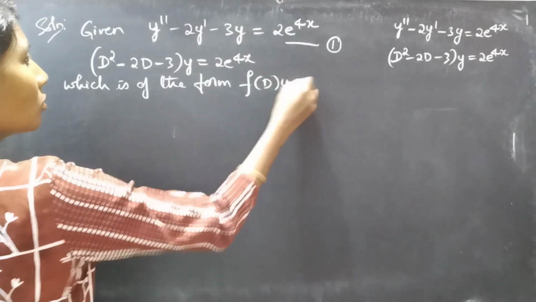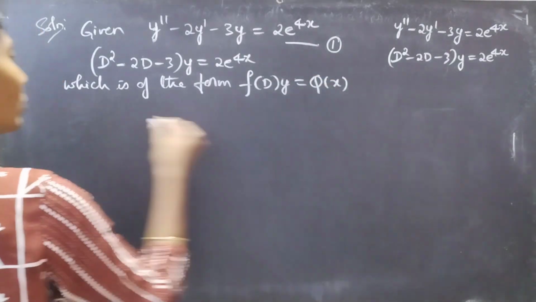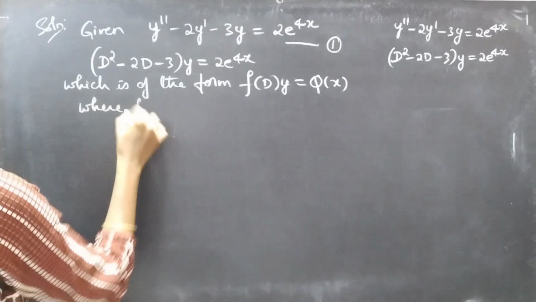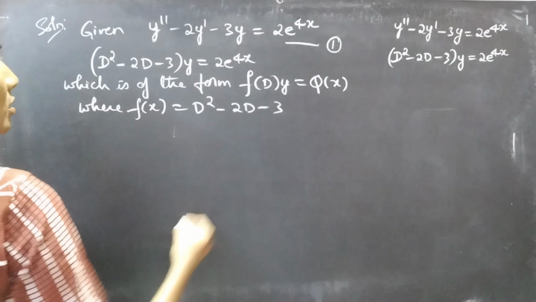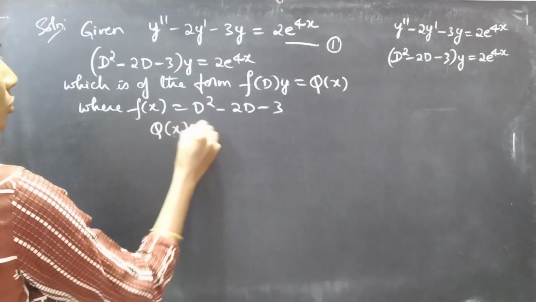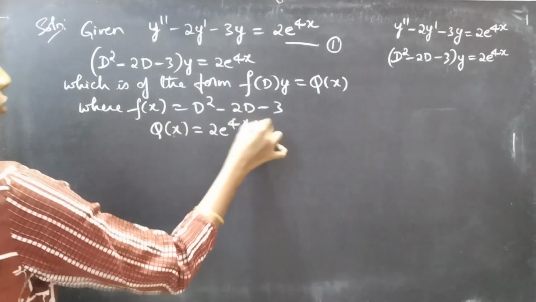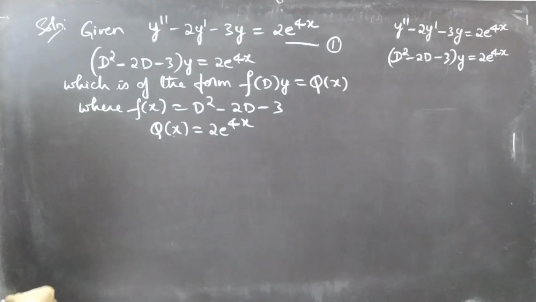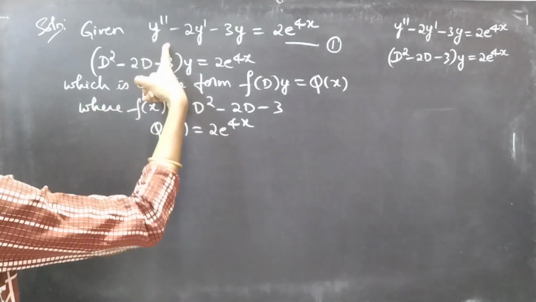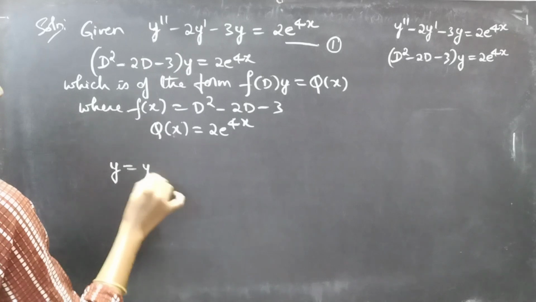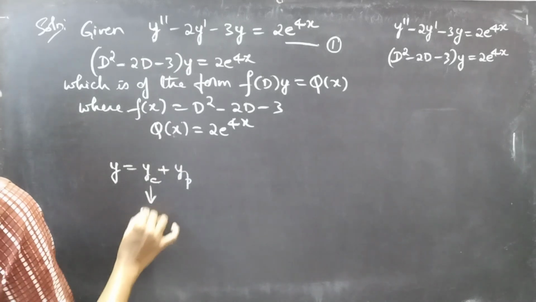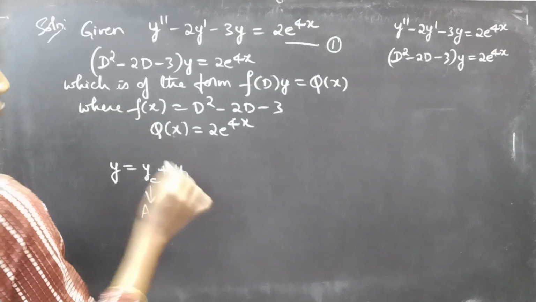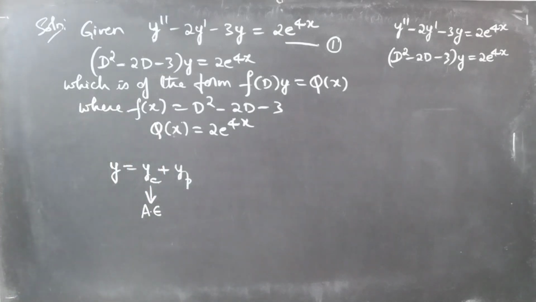f of D into y equal to some function of x, where f of D equal to D square minus 2D minus 3 and Q of x equal to 2 e power 4x. Now we need to find the general solution to the given equation, which is given by y equal to yc plus yp, where yc is a complementary function. We'll find it using the auxiliary equation, and we'll find yp using the direct formula and also with the help of the trial method.